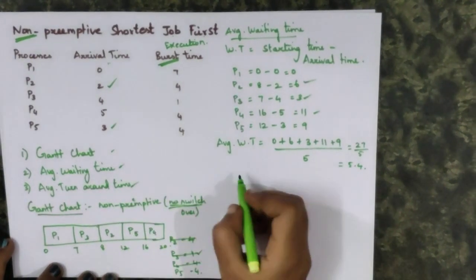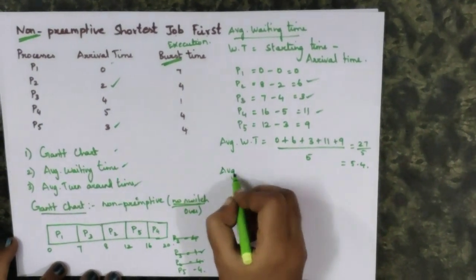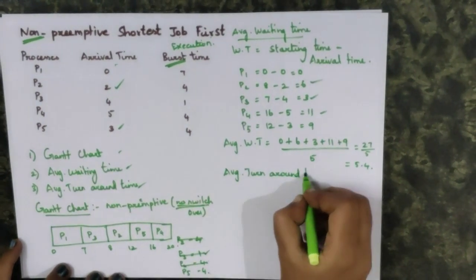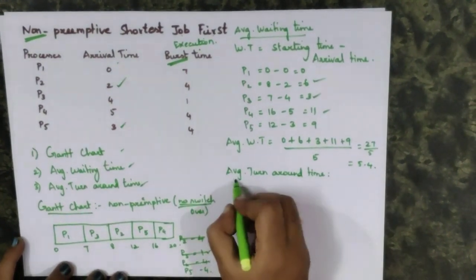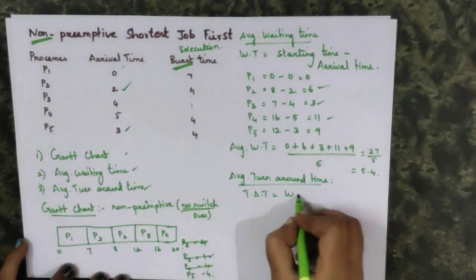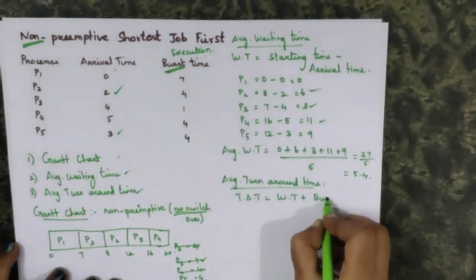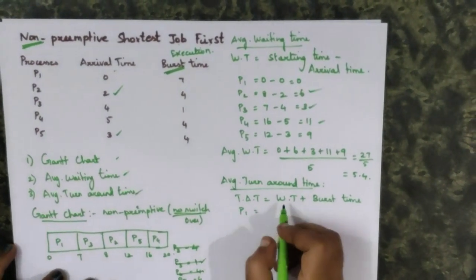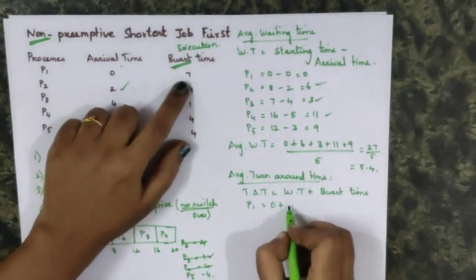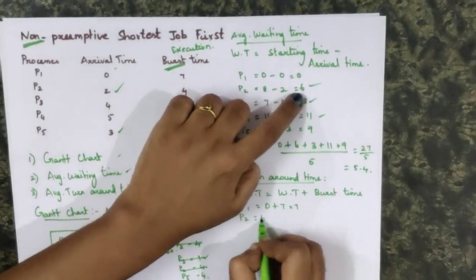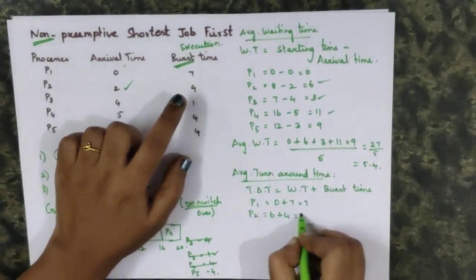Next we are going to find the average turnaround time. The turnaround time formula is waiting time plus burst time. For process P1 the waiting time is 0 and its burst time is 7, hence 7. For process P2 the waiting time is 6 and the burst time is 4, hence 10.